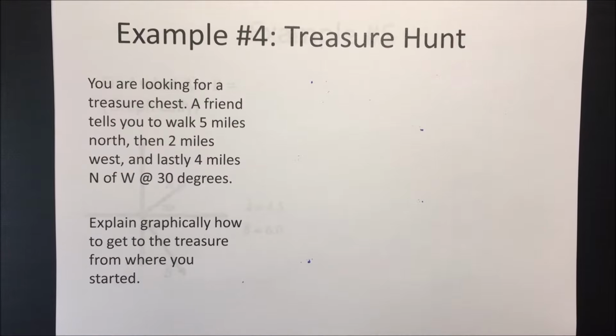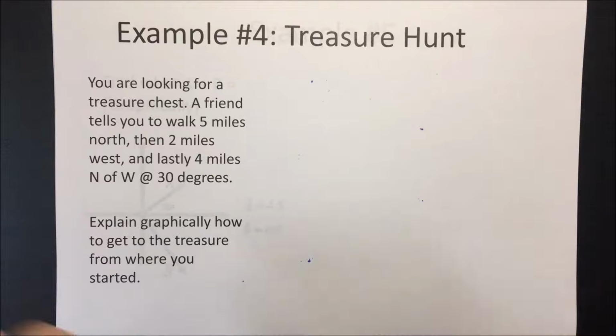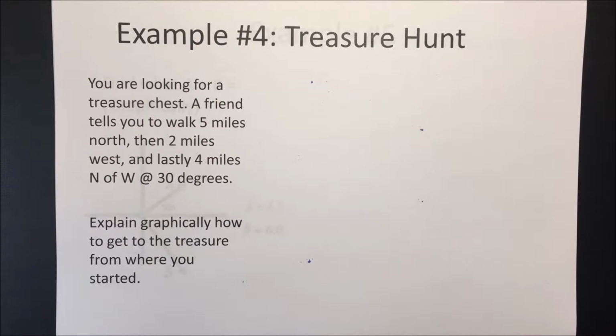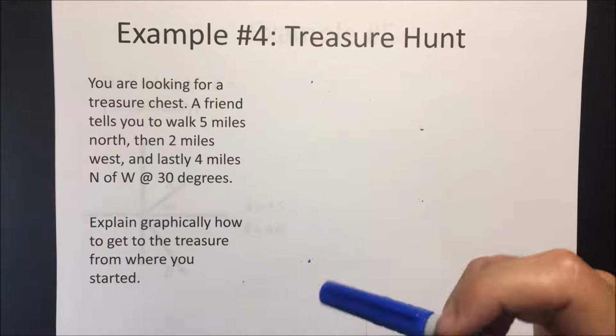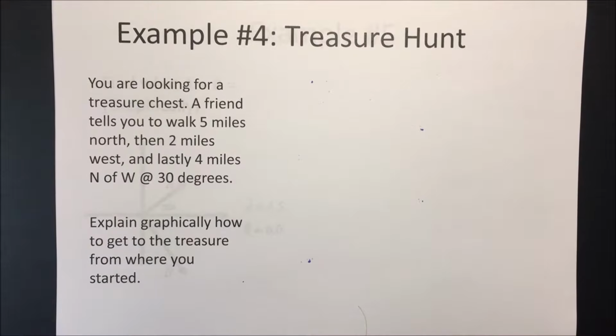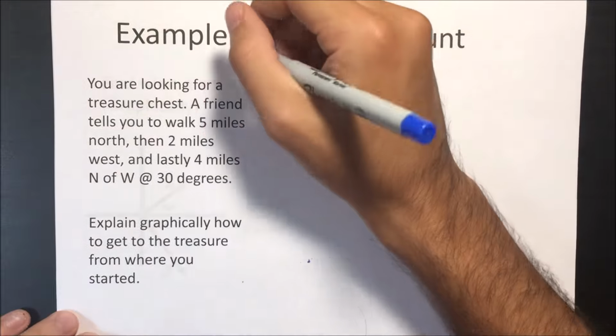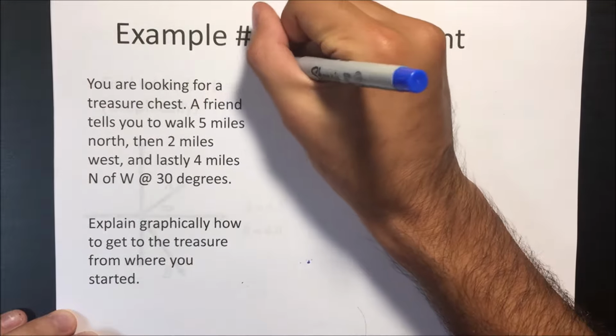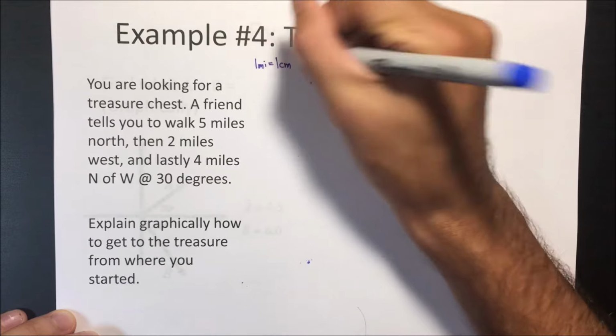Let's see, example number 4. You're looking for a treasure chest. A friend tells you to walk 5 miles north, then 2 miles west, and lastly 4 miles north of west at 30 degrees. Explain graphically how to get to the treasure from where you started. Okay, so we're going to just draw this out pretty much just in an adding vectors problem. So again, we want to make a legend. So I'm going to do 1 mile is equal to 1 centimeter this time.